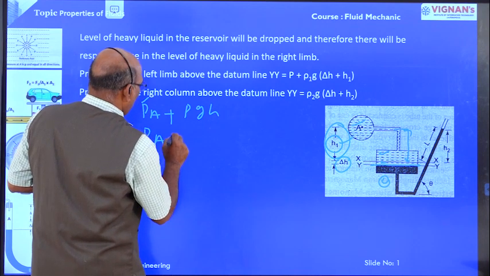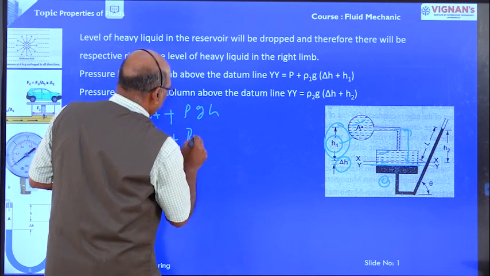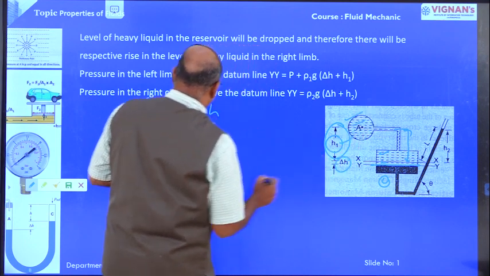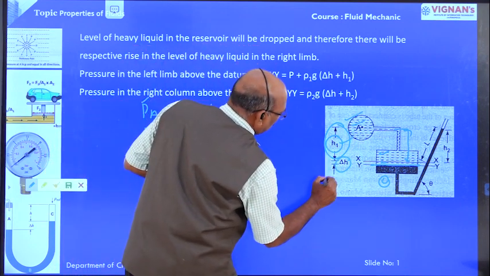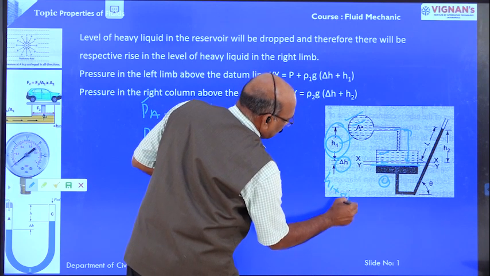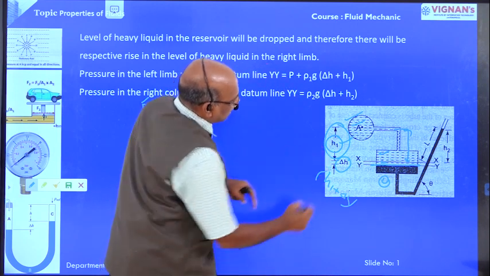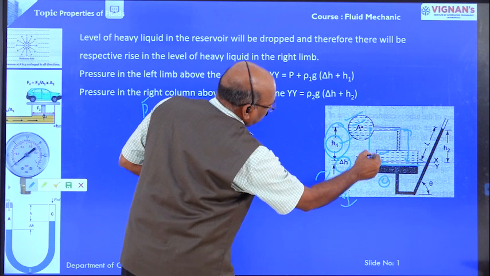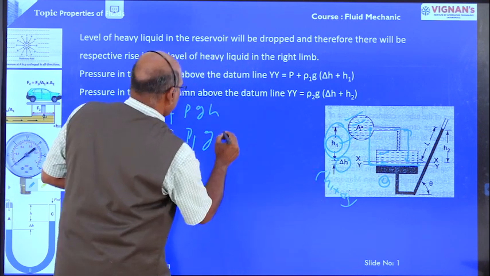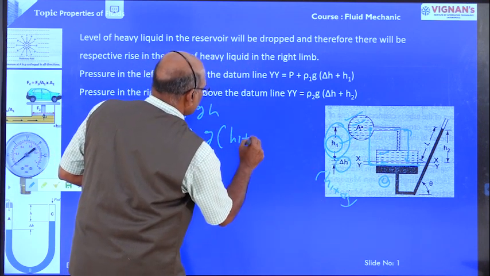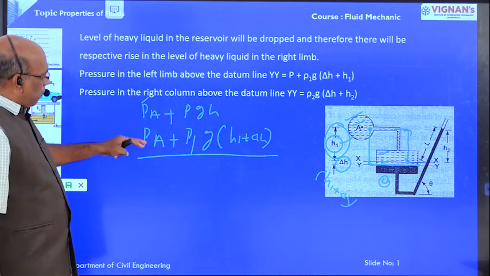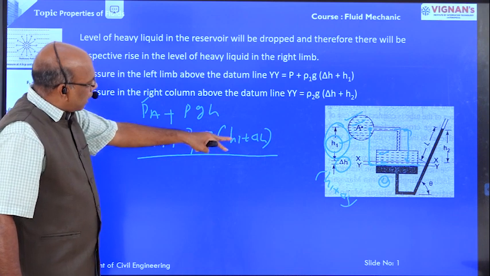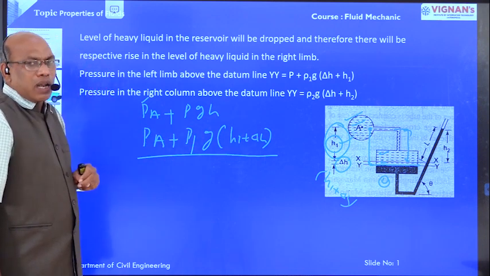That is equal to PA, pressure at point A, plus rho 1, the density of the flowing liquid. G is equal to G. H is nothing but H1 plus delta H. This is the liquid level. These are the left side pressures. PA plus rho 1 G (H1 plus delta H) is the left side pressure.